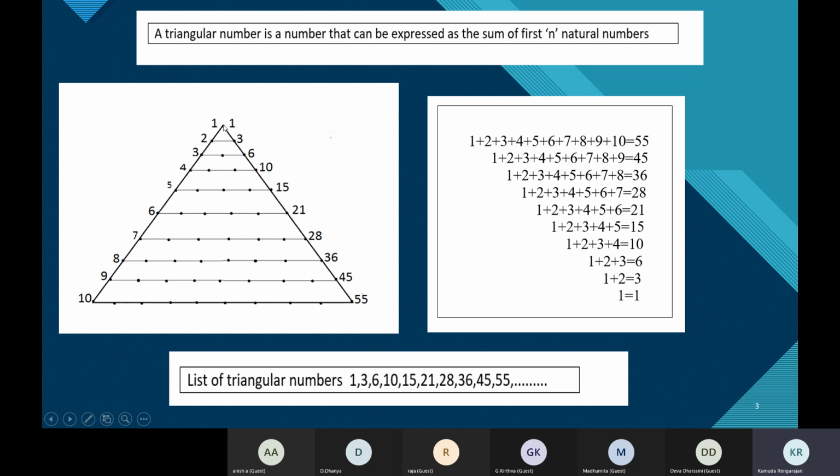This 1 dot represents the number 1. These 2 dots represent the number 2. You can see that they form a triangle. 1 plus 2 is 3. 3 is a triangular number. You can see 3 dots form a triangle.